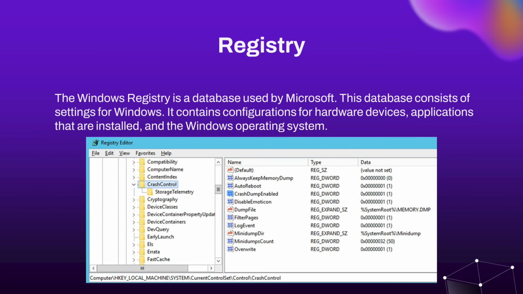Registry. The Windows Registry is a database used by Microsoft. This database consists of settings for Windows. It contains configuration for hardware devices, applications that are installed, and the Windows operating system.